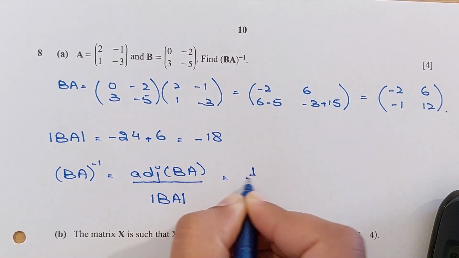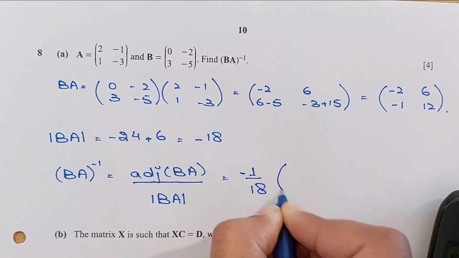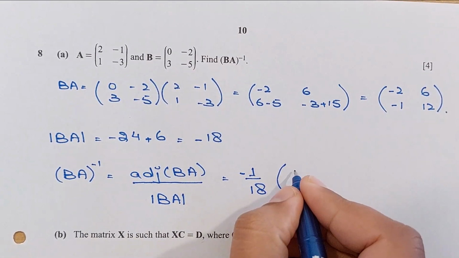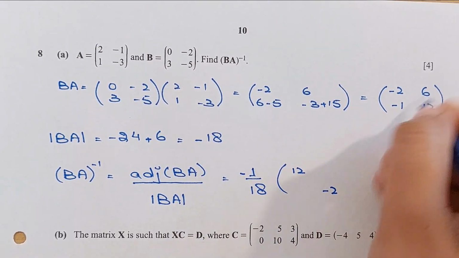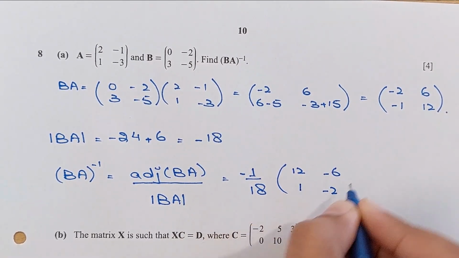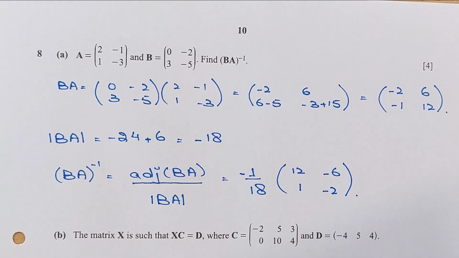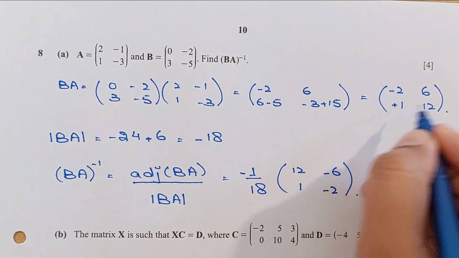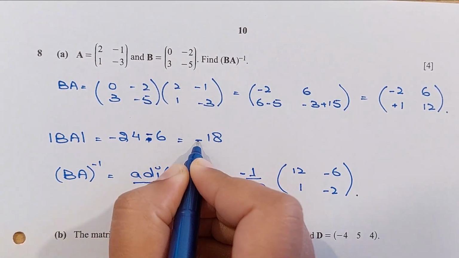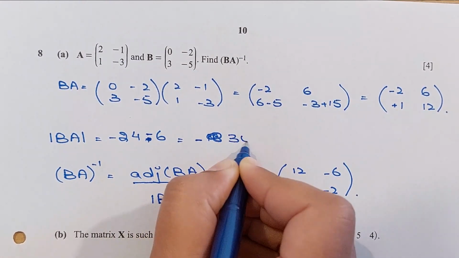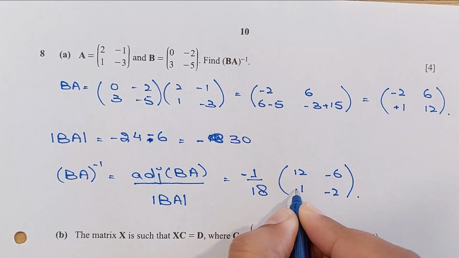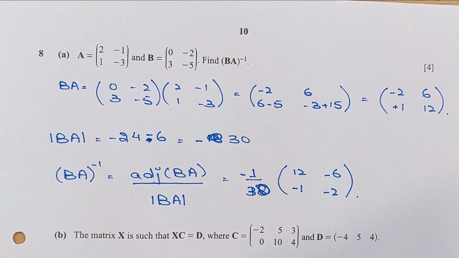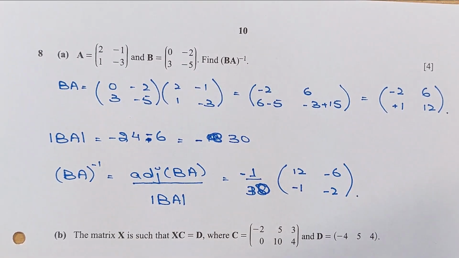Right, so the determinant is 1 over 18, minus 1 by 18, and the adjoint of a 2 cross 2 matrix is we have to change the positions, right? So it is 12, and here we have minus 2, and changing the signs, minus 6 and 1. Sorry, I made a mistake here. 6 minus 5 is just plus 1, and we have minus here, and this is negative of 30. Both are negative, and we have 30 here, negative of 30. So 1 by minus 30, 12 minus 1, and minus 6 minus 2 is the answer.